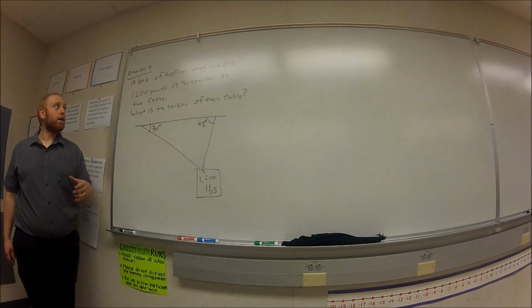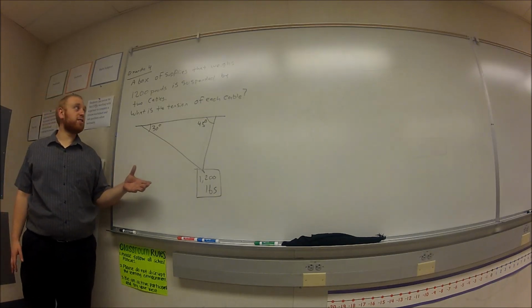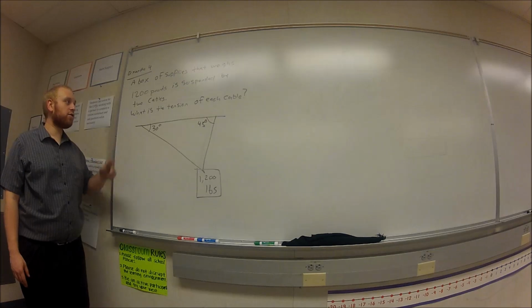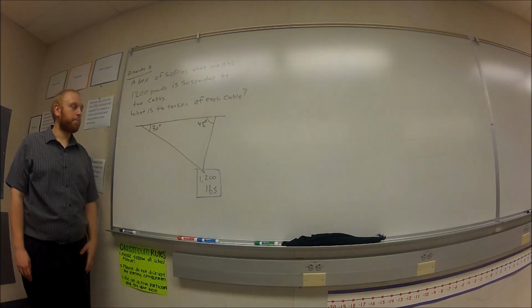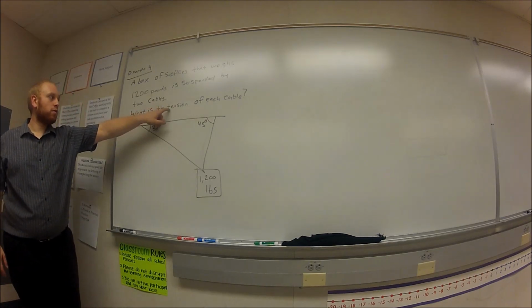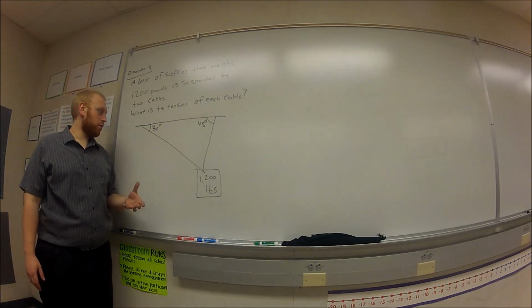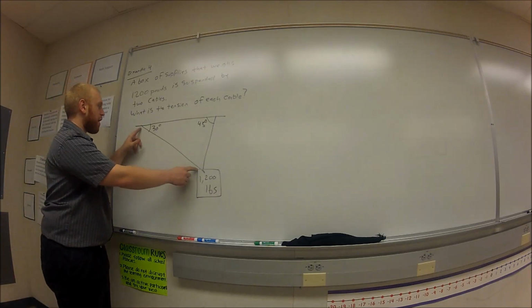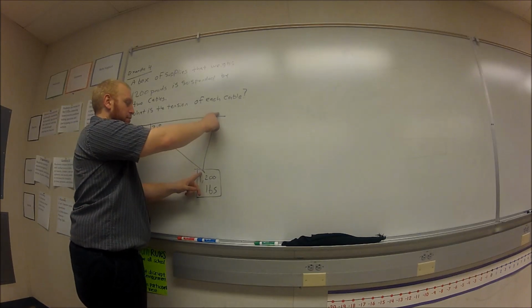Alright, example 4. A box of supplies that weighs 1,200 pounds is suspended by 2 cables. What is the tension of each cable? The picture looks like that. Well, for tension, remember, that means magnitude. So we're looking at, what's the magnitude of that cable, and what's the magnitude of that cable?